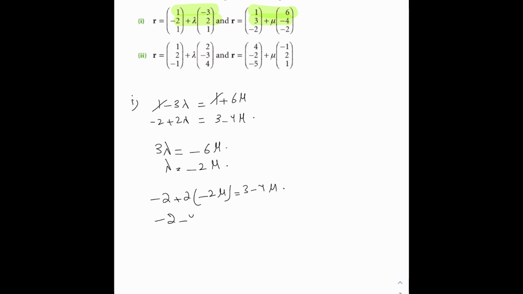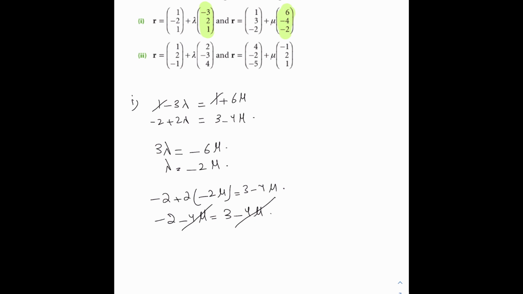Minus 2 minus 4 mu equals 3 minus 4 mu. This is getting cancelled, and you don't have anything left here in terms of the variable. If you notice here, the two lines are parallel because you will not be able to find the point of intersection. Even if you don't start solving it, what you can observe here is just look at the position vector.